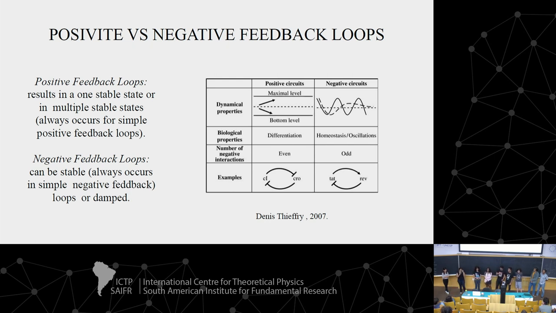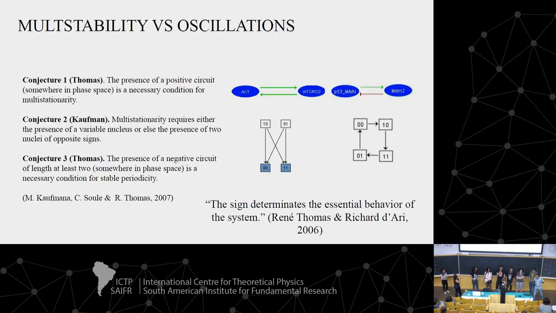Okay. But if you have complex negative feedback loops, if you have the propagation delay, your system can be damped or show periodicity. Here we have some examples in discretized cases with a simple feedback loop that results in stable states, multiple stable states, and negative feedback loops that oscillate. And here we have some conjectures.